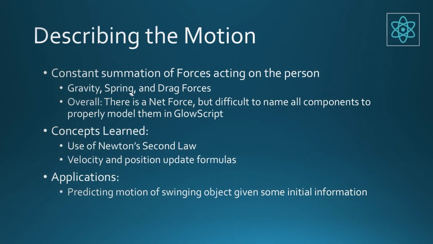When describing the motion of the person, it is clear to see that there is a constant summation of gravity, spring, and drag forces acting to create a net force on the person, but it is difficult to name all these components and model them properly, which is why we did not include the drag force in our GlowScript model. We utilized Newton's second law to update the net force, velocity, and position of the person as they move down their rope swing, with the application of predicting motion of swinging objects given some initial information.